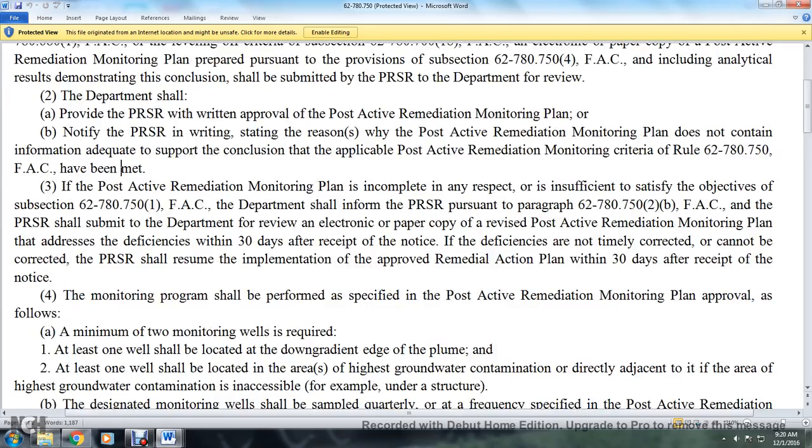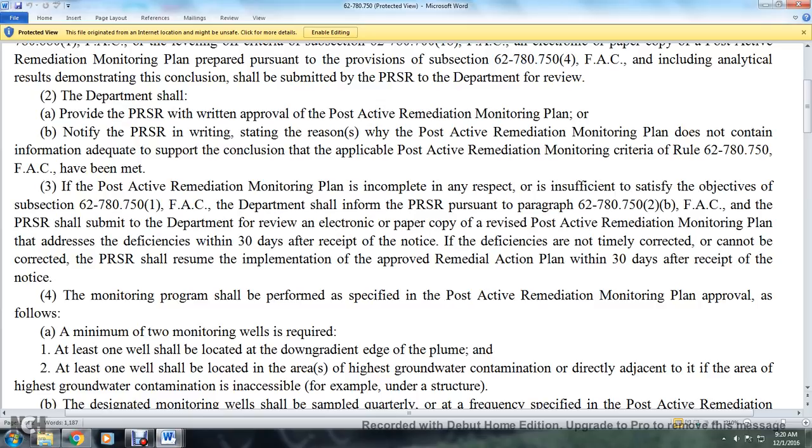3. If the post-active remedial action plan is incomplete in any respect, or insufficient to satisfy the objectives of subsection 62-780, Florida Administrative Code, the Department shall inform the person responsible for site rehabilitation pursuant to paragraph 62-780.752(2)(b), Florida Administrative Code. The person responsible for site rehabilitation shall submit to the Department for review an electronic or paper copy of the revised post-active remediation monitoring plan addressing the deficiencies within 30 days after receiving the notice. If deficiencies are not timely corrected or cannot be corrected, the person responsible for site rehabilitation shall resume implementation of the approved remediation plan within 30 days after receipt of the notice.